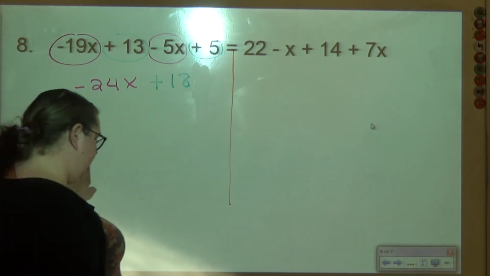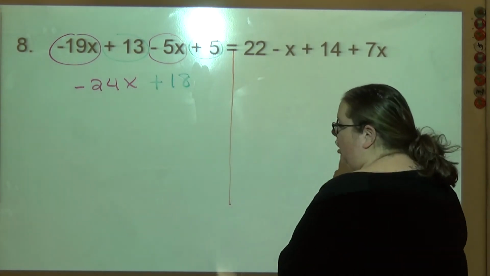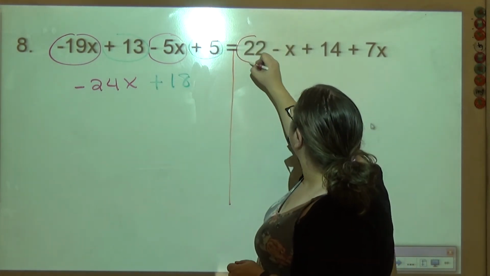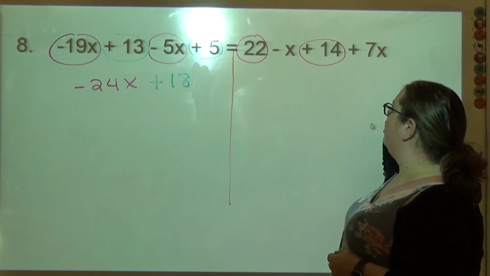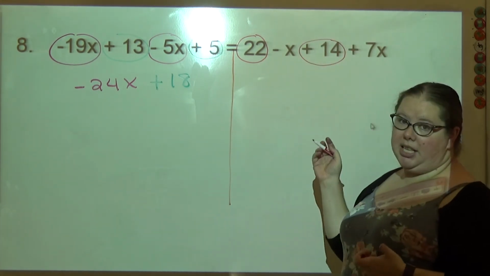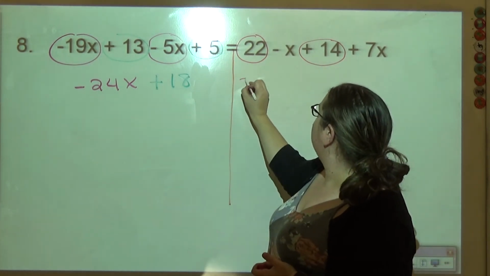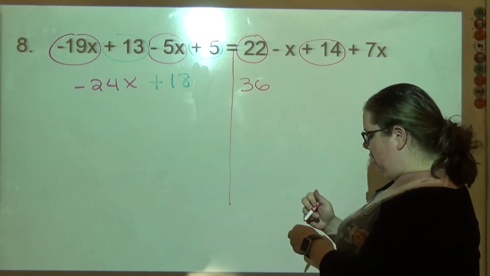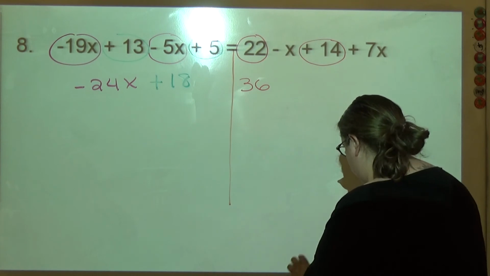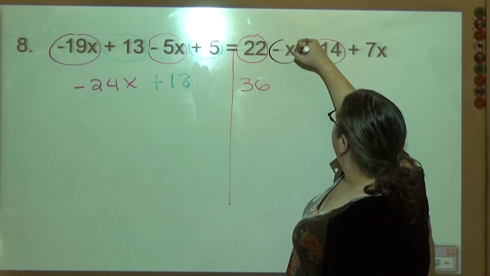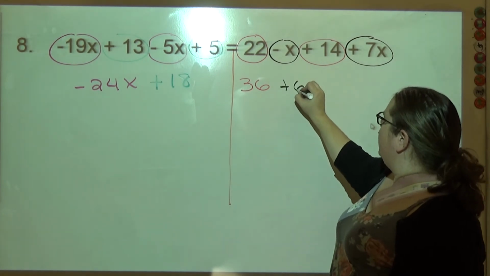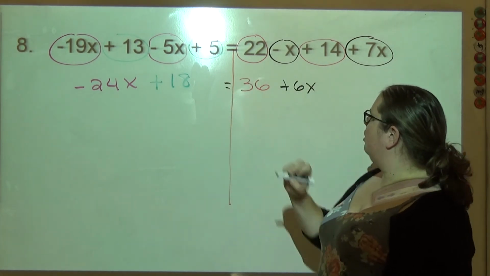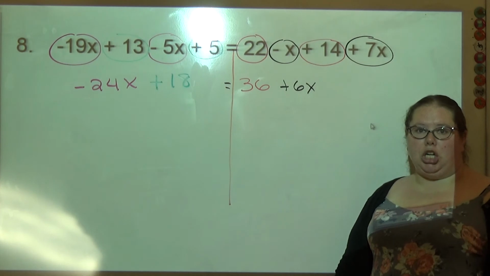On the right side, I've got a 22 and a positive 14. Everything's positive, I put those together, I get 36. And then negative x plus 7x is positive 6x. So I combine like terms.